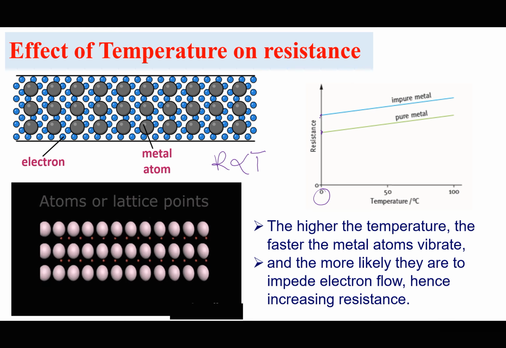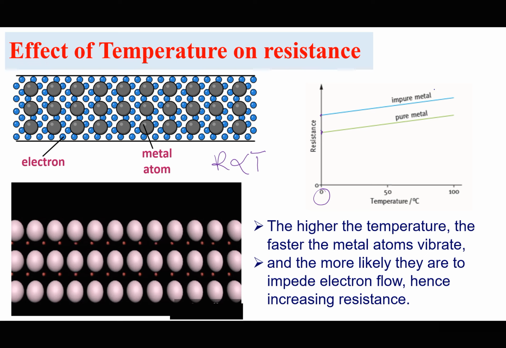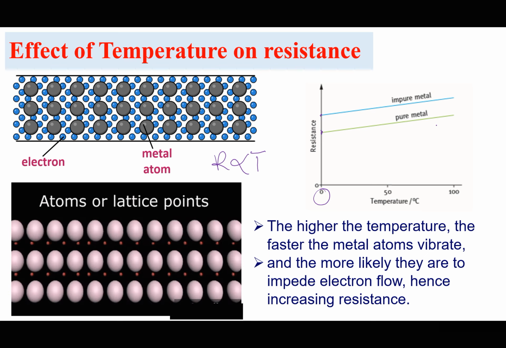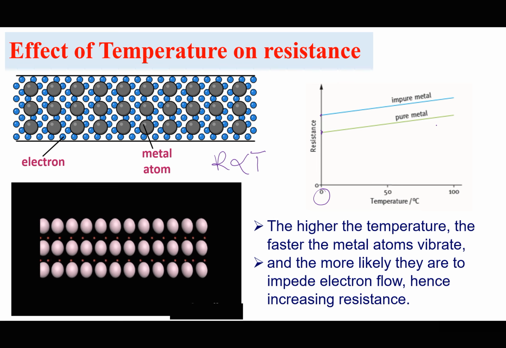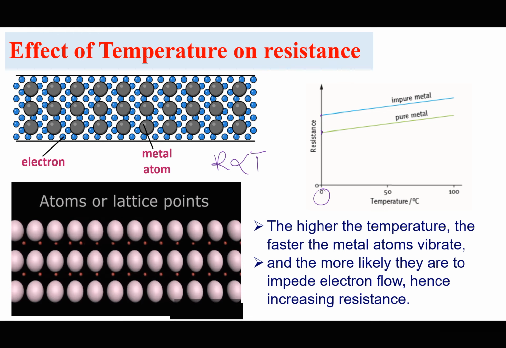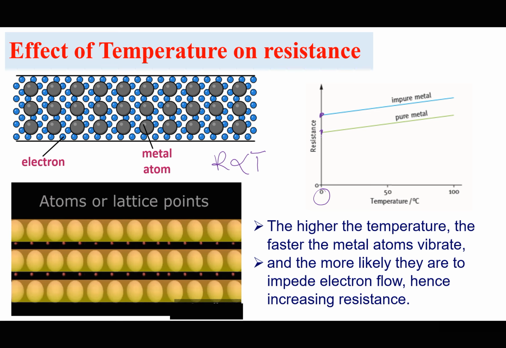However, pure metals have relatively lower resistance than impure metals as temperatures increase. Of course, the impurities also contribute to more resistance for non-pure metals. The impurities increase the resistance. That's why even at 0 degrees Celsius, the resistance of an impure metal is higher than that of a pure metal, because the impurities also prevent the free movement of the electrons.